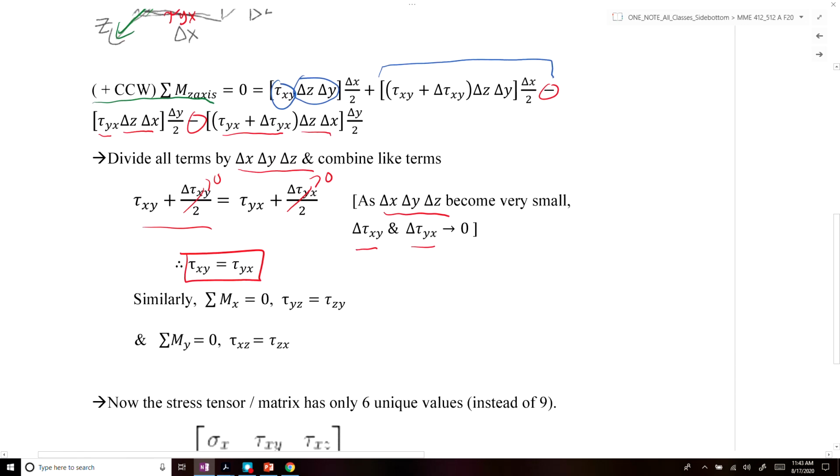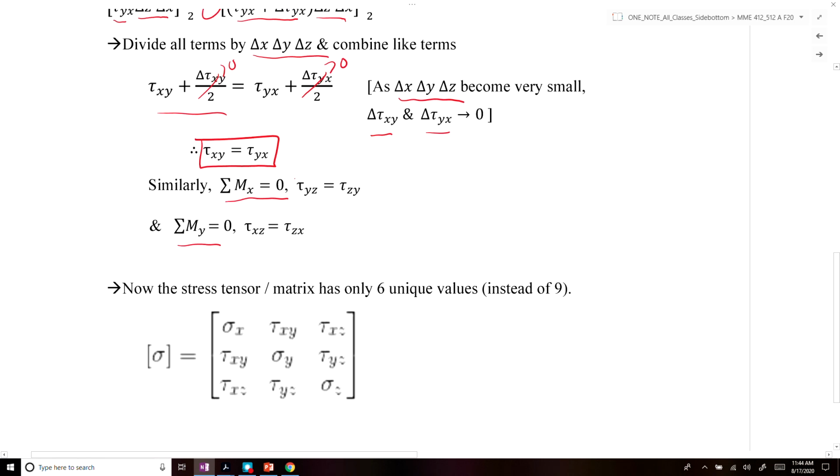Right? In a similar fashion, we can sum the moments about the x-axis and the y-axis to prove that tau yz is equal to tau zy and tau xz is equal to tau zx. So we went from having 9 unique values within our stress element to only 6. So our normal stresses are unique, and then our shear stresses are equal.